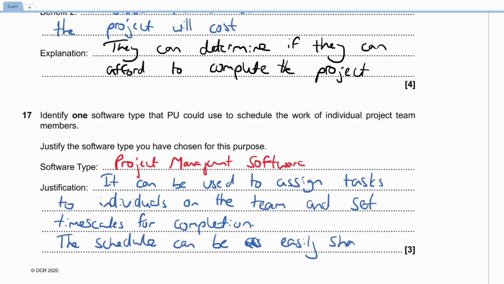I think the only other real software type you could probably get away with saying here would be spreadsheets. Like I say, making a Gantt chart, you can store the tasks and the timeline and so on. Anything else doesn't quite fit, to be quite honest. So project management software or a spreadsheet is probably the most suitable for this purpose. As long as you are explaining it with sort of 2 points, that should be enough for the 3 marks.